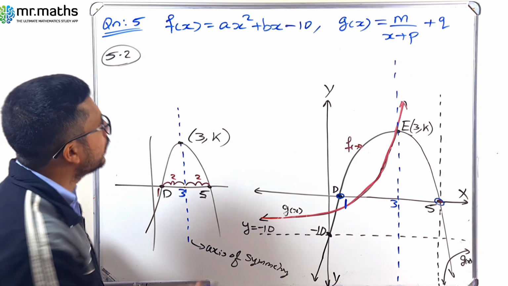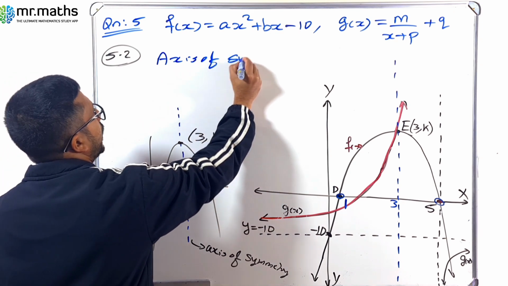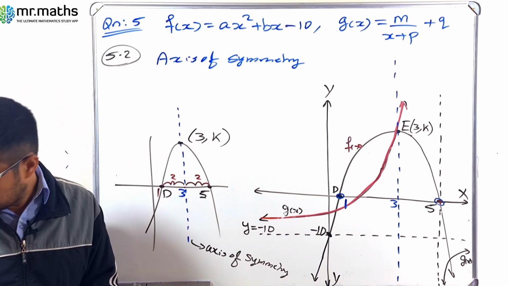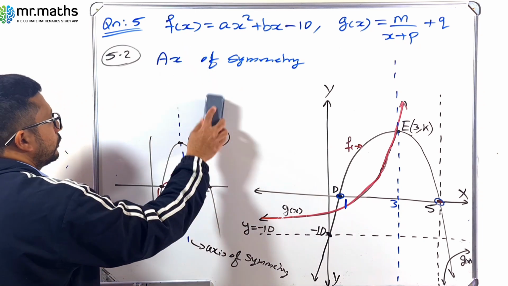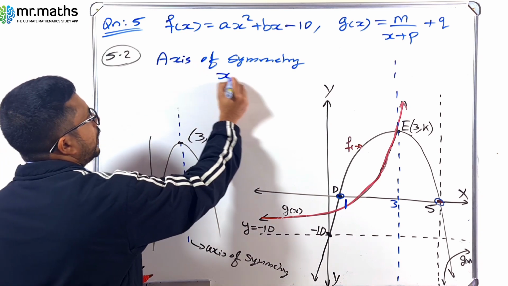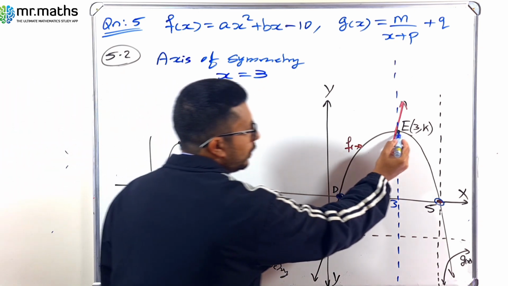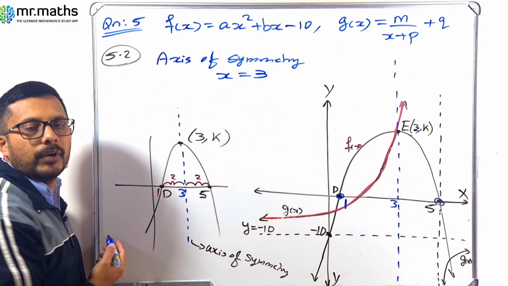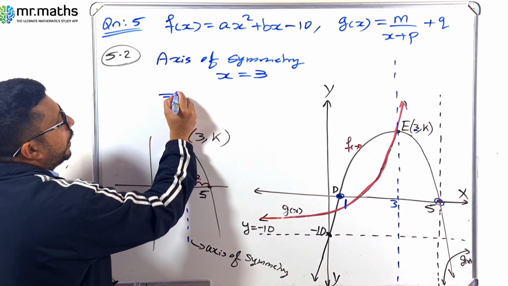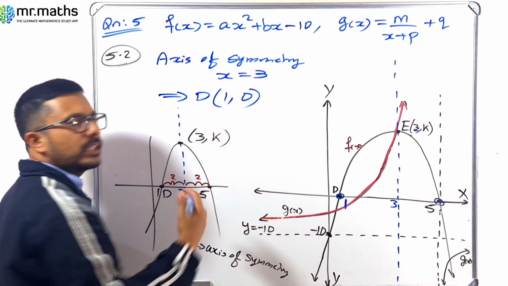Okay, so 5.2, axis of symmetry. Axis of symmetry: x is equal to 3. Okay, axis of symmetry, from this value we know that the value of x is 3 on the axis of symmetry. So it implies that the coordinate of D is 1, 0. That's enough, only 2 marks.